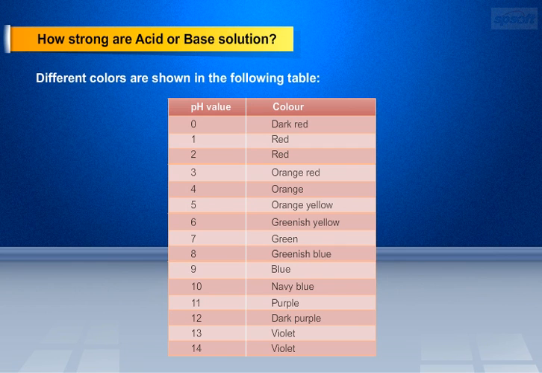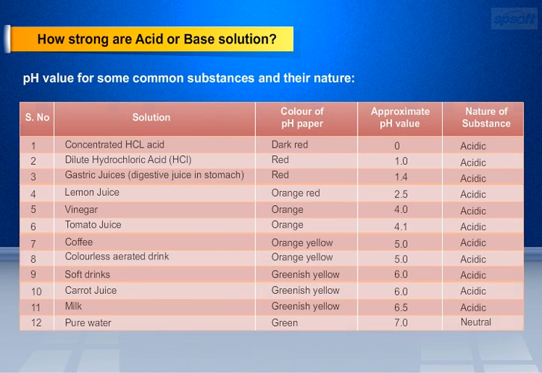If the pH value decreases, the concentration of hydrogen ions is greater than hydroxide ions, then the solution is more acidic. If the pH value increases, the concentration of hydrogen ions is less than hydroxide ions, then the solution is more alkaline. If the concentration of hydrogen and hydroxide ions are equal, then the solution is neutral. Let us now see the pH value of some common substances and their nature.